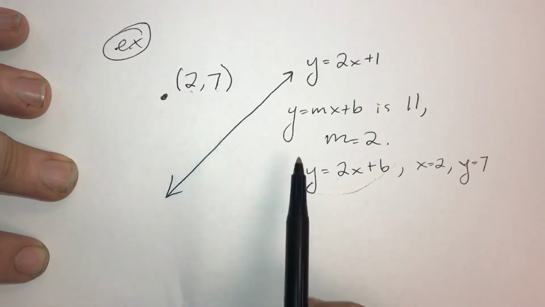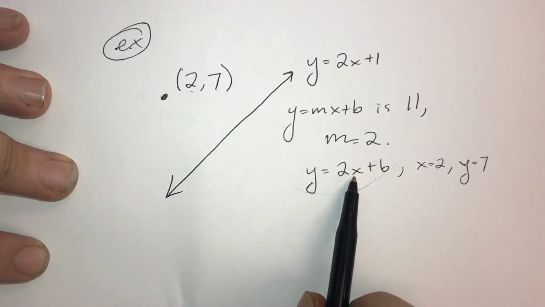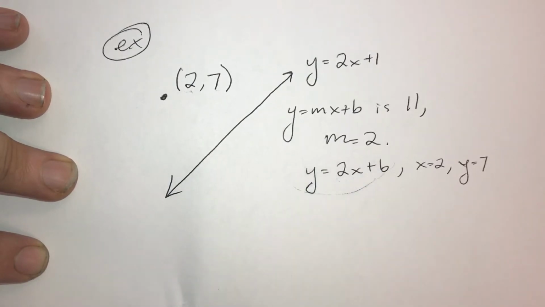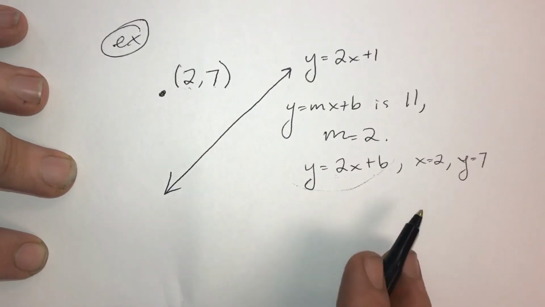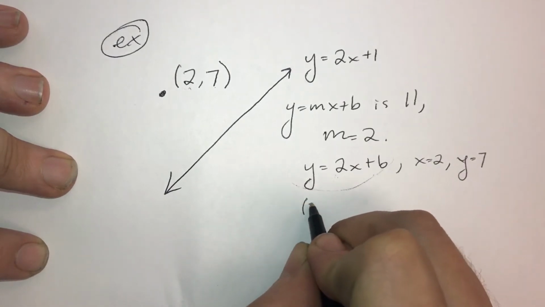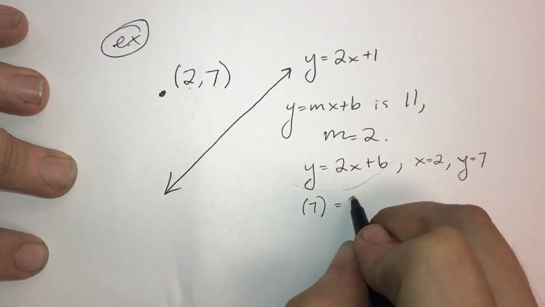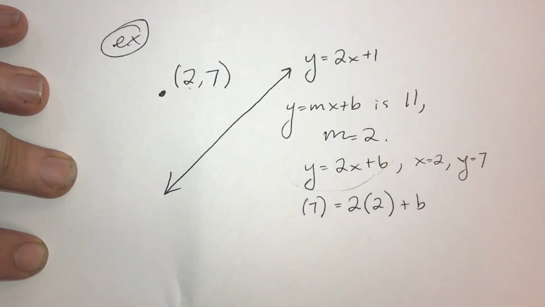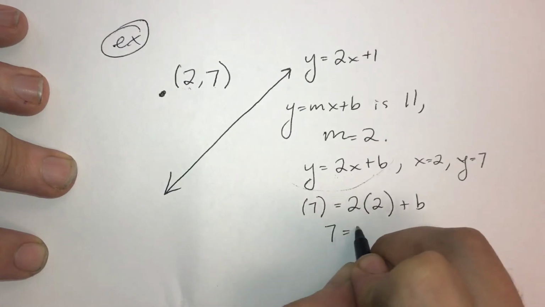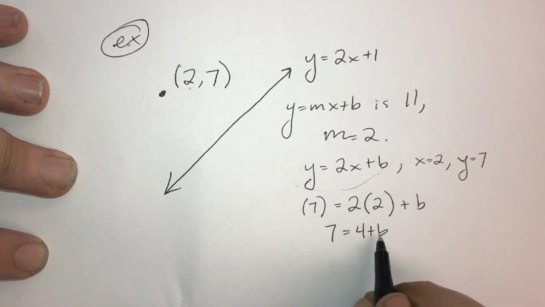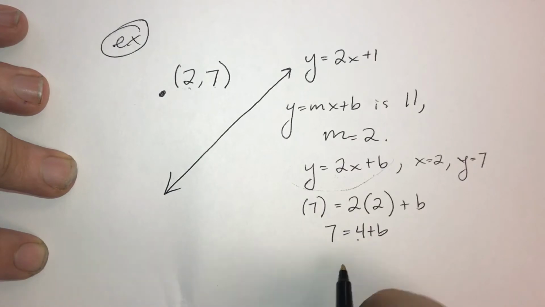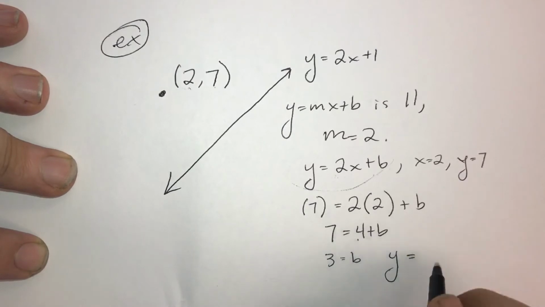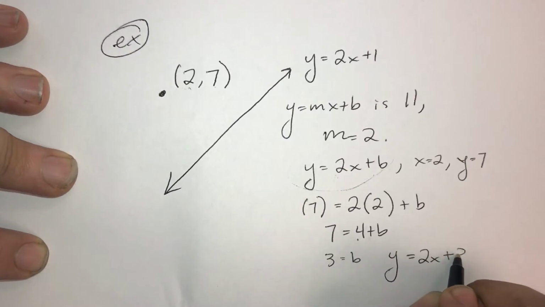So we can ask ourselves, 7 is 2 times 2 plus what? I imagine we're going to get b equals 3, but let's plug these in just to be sure. The y is 7, the x is 2, and there's our plus b. So 7 equals 4 plus b. Using the subtraction property of equality, let's subtract 4 from both sides, and we get 3 equals b. So my final answer for this question is y equals 2 times x plus 3.